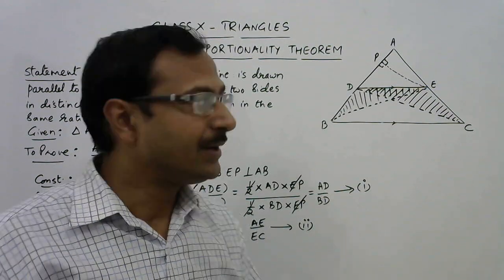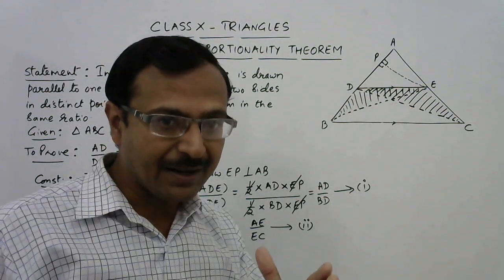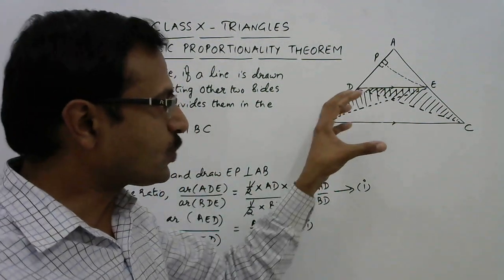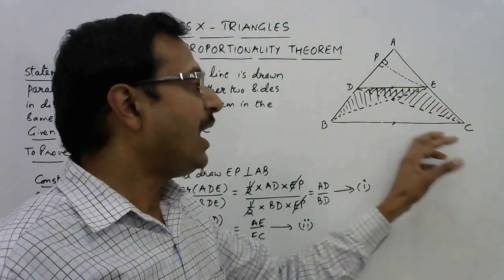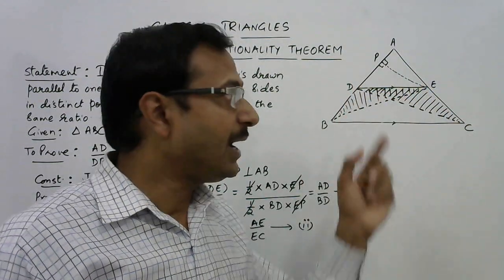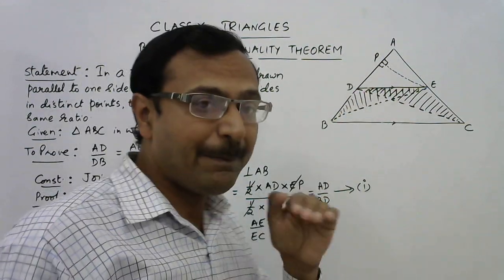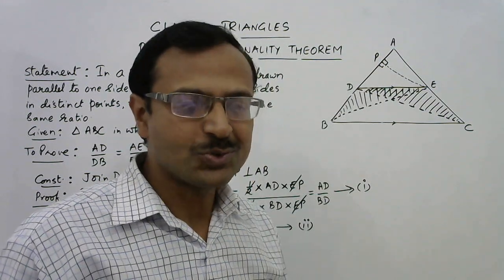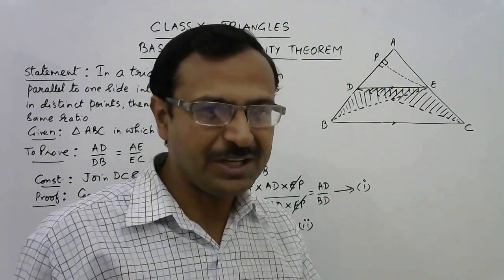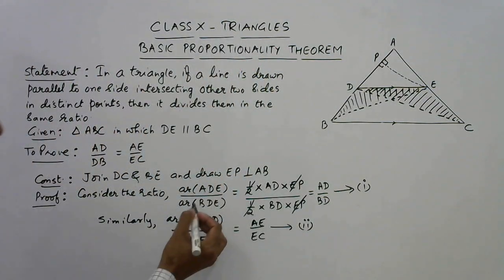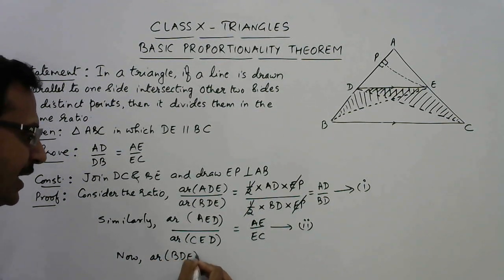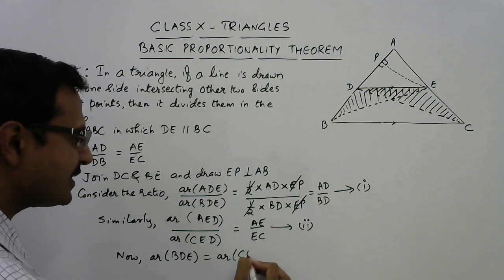And what about DE and BC? They are parallel. It is already given in the question. So these two triangles BDE and CED are actually lying on the same base, and they are drawn between the same parallel lines. So whenever this happens, then the area of the two triangles become equal. So that is what we need to write in the next step. So I'm just writing the denominators, area of BDE. Now area of triangle BDE is equal to area of triangle CED.